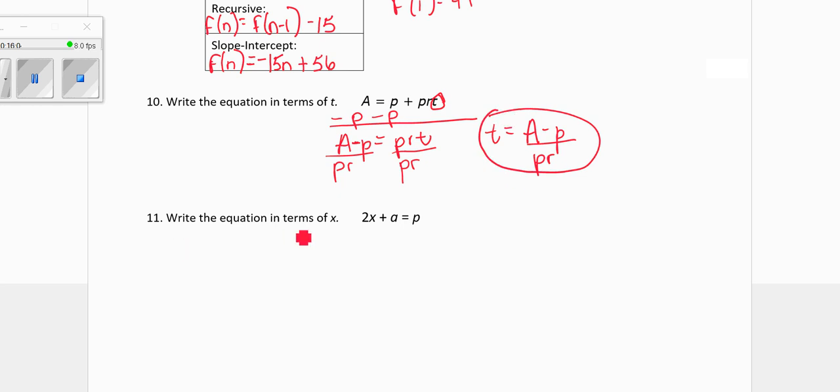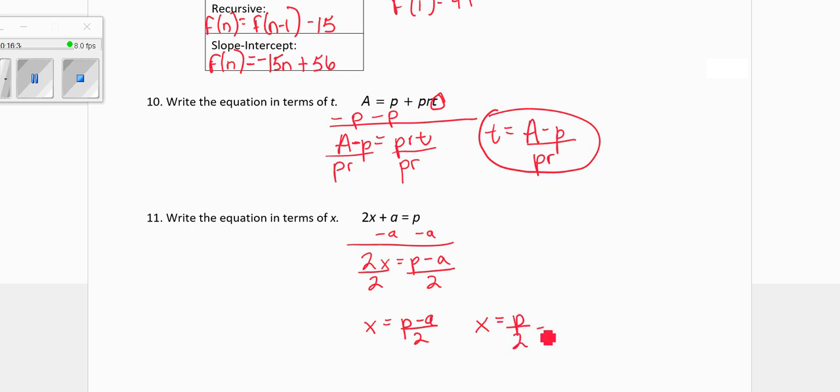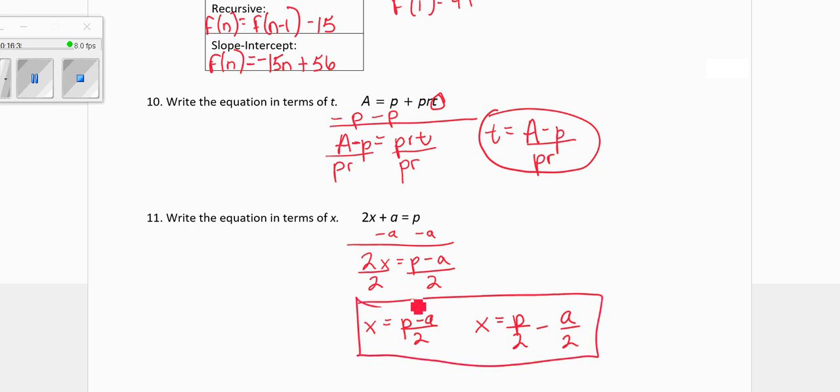Number 11, write the equation in terms of x. 2x plus a equals p. So to solve for x, I need to subtract the a away from both sides, which will leave me 2x equals p minus a. And then I need to divide both sides by 2. x equals p minus a over 2. But this also can be written as x equals p over 2 minus a over 2. So either of these are acceptable answers.